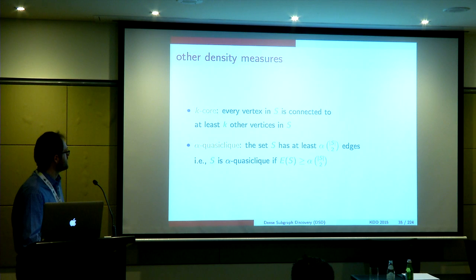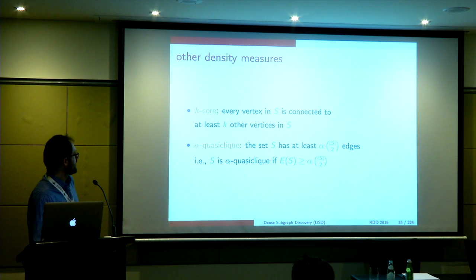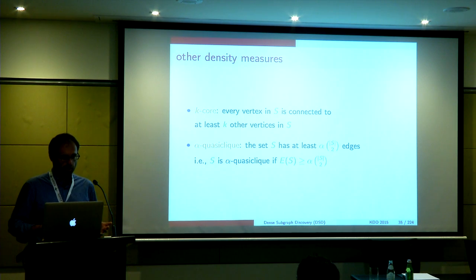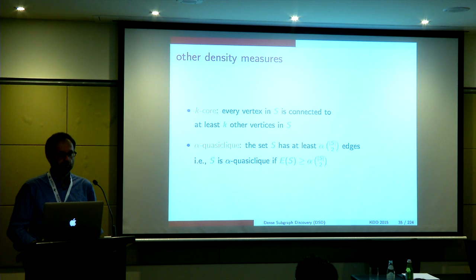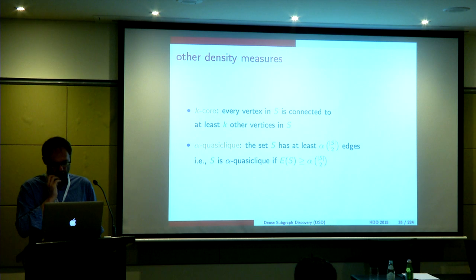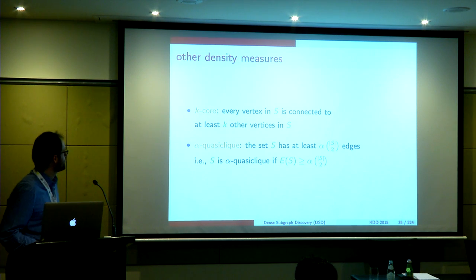For example, there is k-core, right? So k-core is a maximal subset of vertices such that every vertex in the subgraph is connected to at least k other vertices in the subgraph, right? So this is the k-core, and it's also very popular in social network analysis and so on.